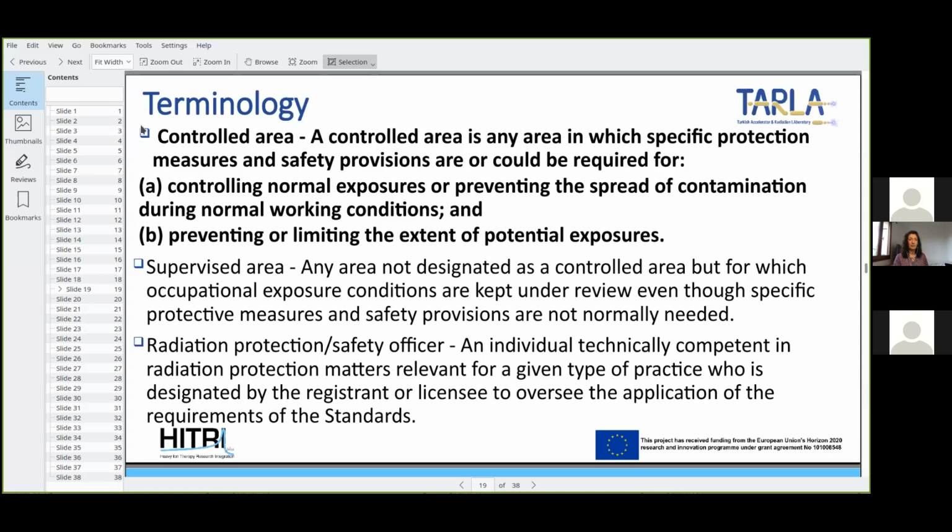Supervised area is less than controlled area. There you still have to think about what the radiation is, but in general you could think about letting people who are not radiation workers enter this area under certain conditions. All of this is then supervised and done by a radiation protection or a radiation safety officer.